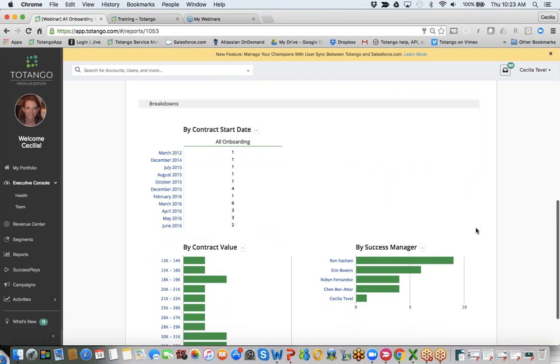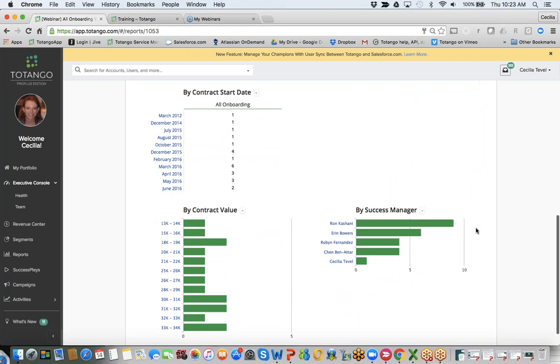And then as I scroll down to the bottom, I have sliced my report by these components to look at my contract start dates. I can see it by contract value, and I can see it by success manager. So it looks like in this particular case, if I wanted to see if I need to reallocate resources, it looks like Ron has quite a few customers that are currently onboarding, and I only have one. So maybe there's something that we need to do, a restructure, and maybe offload some of the work that Ron currently has. So this is another way to look at this information to see how to balance things out for the whole team. By contract value, and again by the start dates.